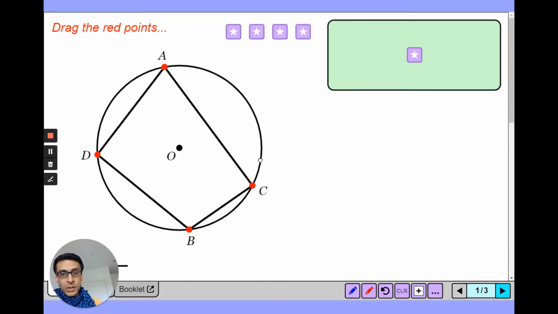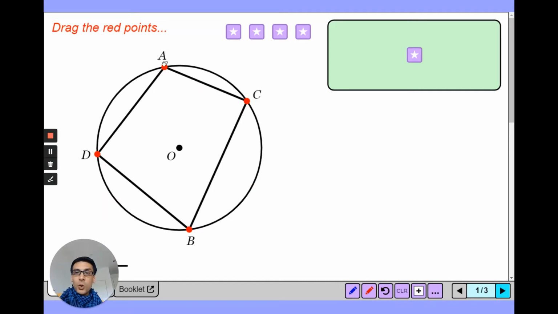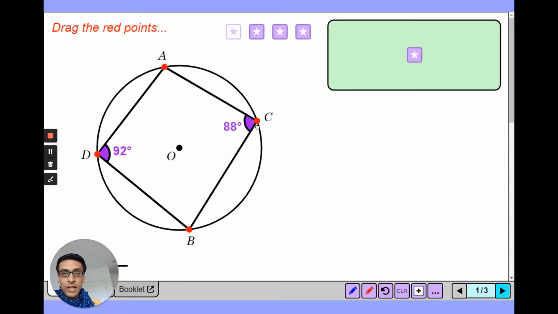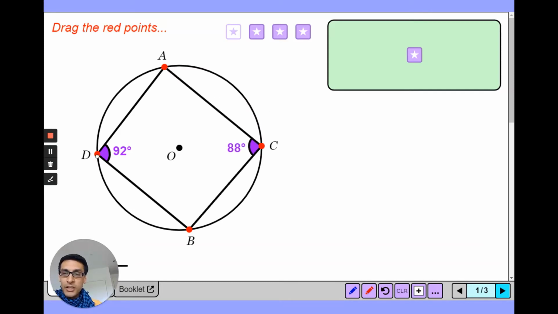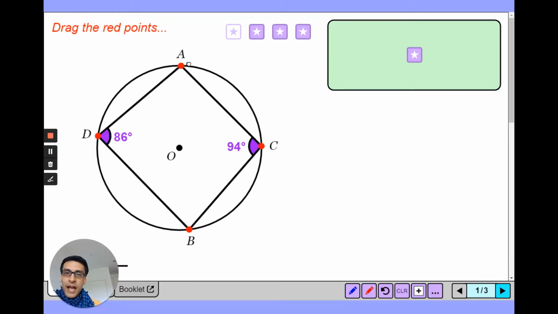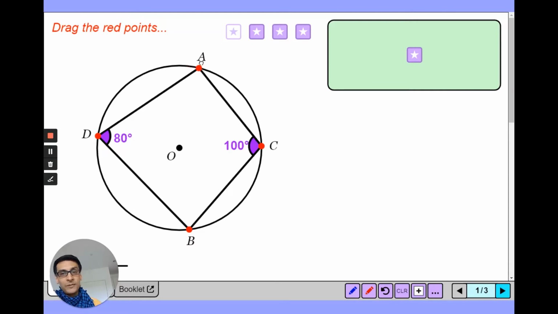So it's not just a random quadrilateral drawn inside a circle. All of those vertices have to touch the circumference. Now, you may have figured this out by the name that I've just introduced it with. You will notice that as we shift these around, the angles, let's pick a convenient one here. Oh, that's very convenient. The angles add up to 180 degrees as we move it around.